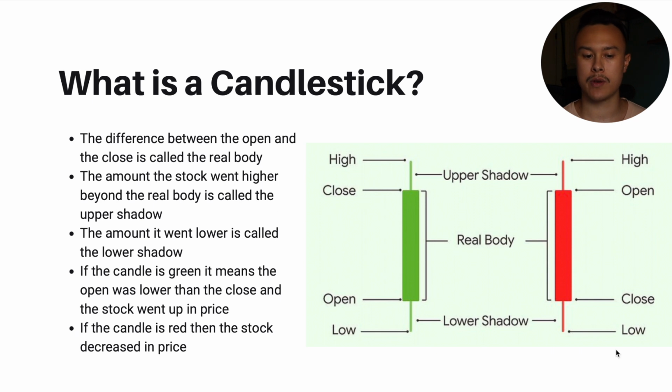Now, if the candle is green, it means that the open was lower than the close and the stock went up in price. If the candle is red, then the stock decreased in price. Now, there's more to be said about candles, but this is just a very basic course, and this is about all you need to know about a candlestick. Now, there are candle charts and there are also line charts. Candle charts are much better in being able to see market structure and being able to predict these market movements, as opposed to lines, which don't really give you that much information. Candles are so powerful. Let's get into why they are.